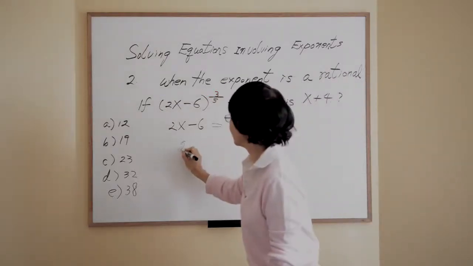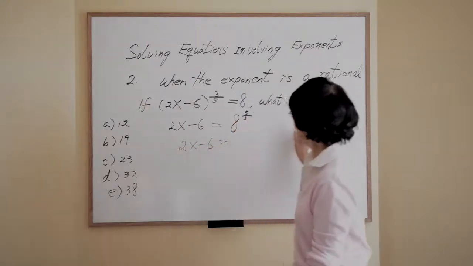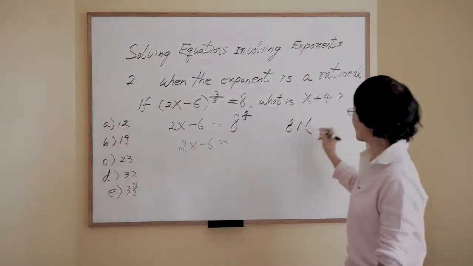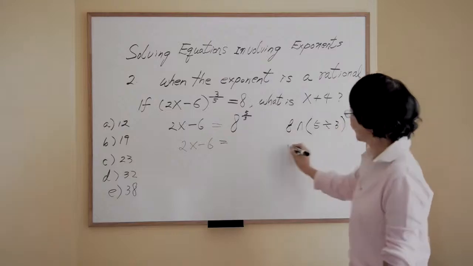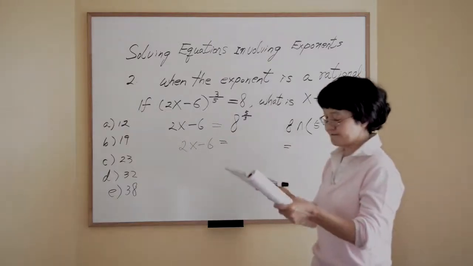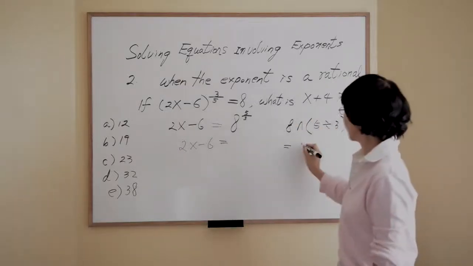So you have 2x minus 6 equal to, again, go to your calculator. This is the power key, 5 divided by 3. And then you get 32. This one here gets 32.